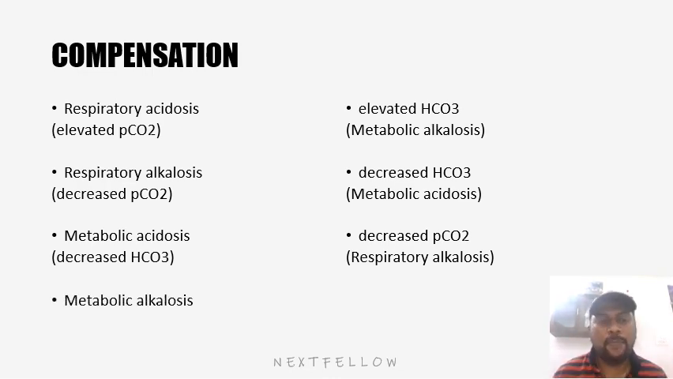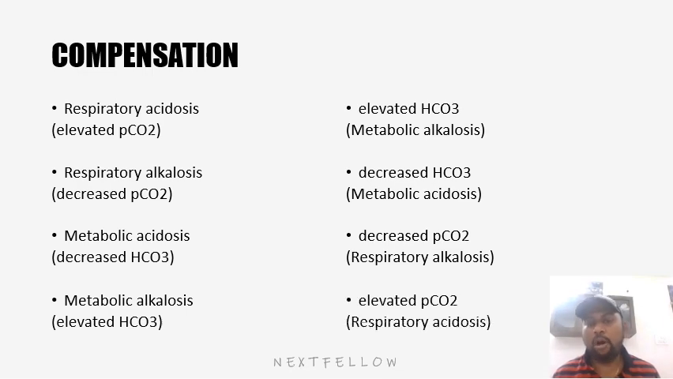Next, coming to metabolic alkalosis, this will be compensated by respiratory acidosis. So this is how compensation works. In a simple acid-base disorder, when only one component is affected, the other component will try to compensate for it. When the lungs are affected, the kidney will try to compensate, whereas when the kidney is affected, the lungs will try to compensate.